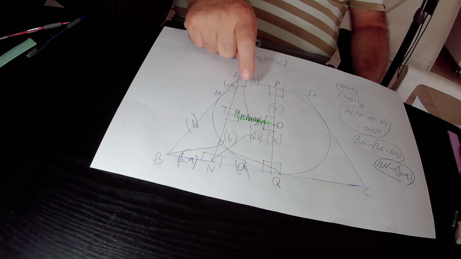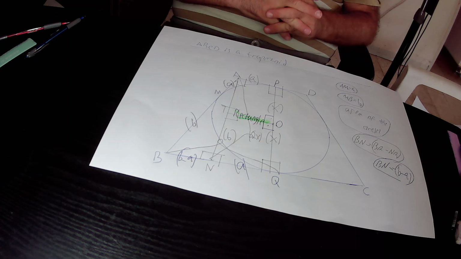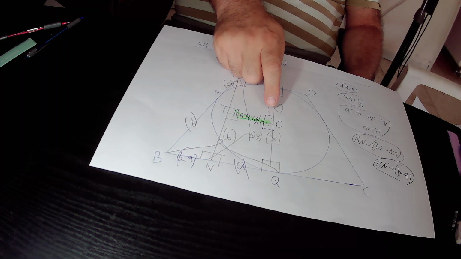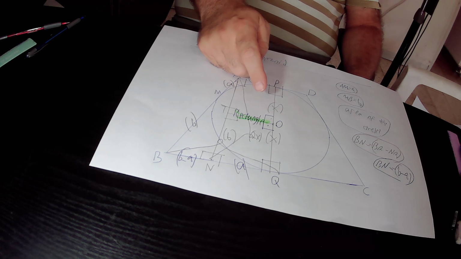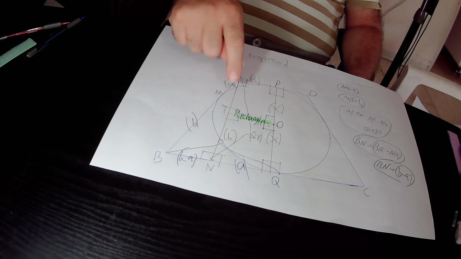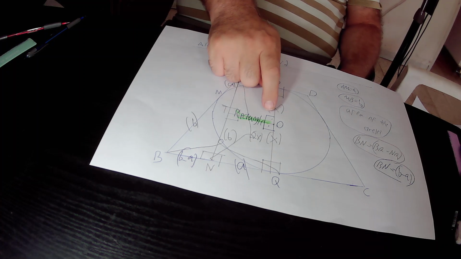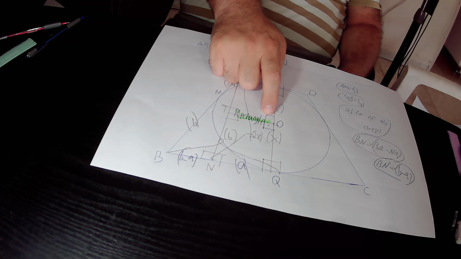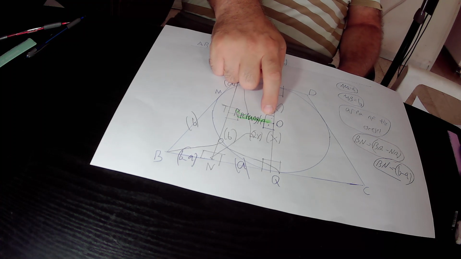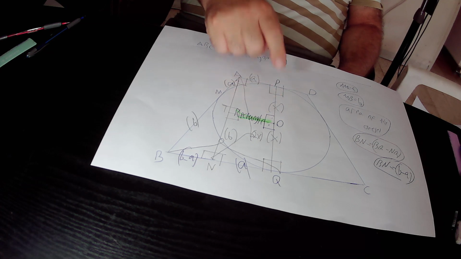Inside this small quadrilateral APOT, we have 1, 2, 3 right angles. The sum of 3 right angles is 270 degrees. So 270 degrees plus the size of this fourth angle must in total equal 360 degrees, according to the rule that says the sum of the angles in any quadrangle is equal to 360 degrees. Therefore, this fourth angle must equal 90 degrees in size.